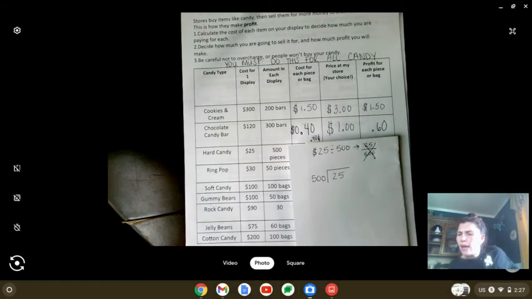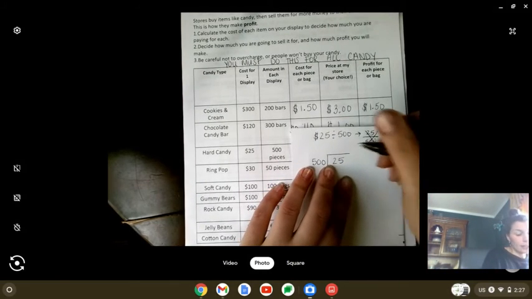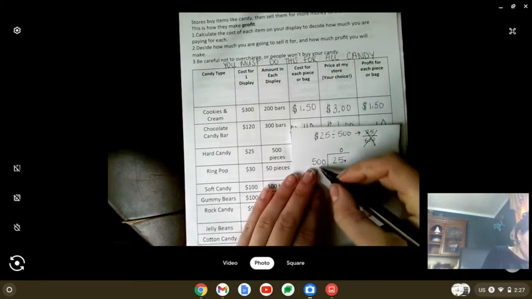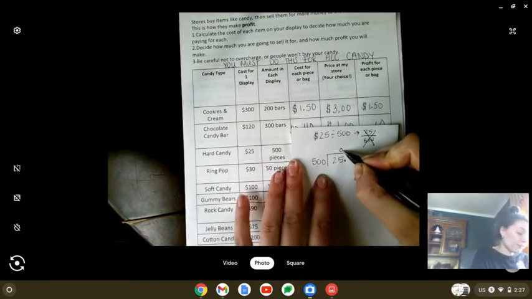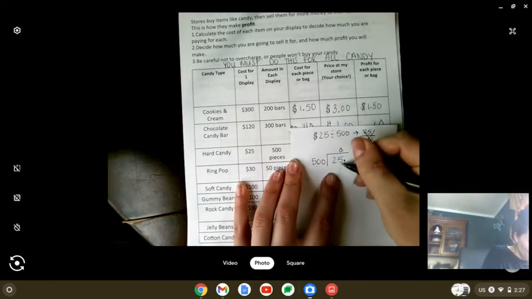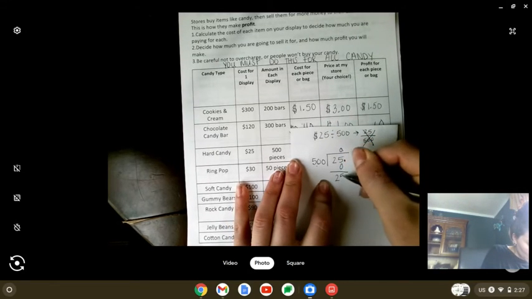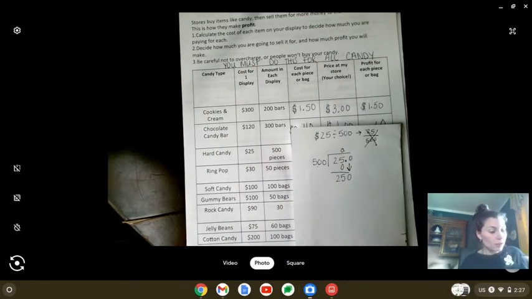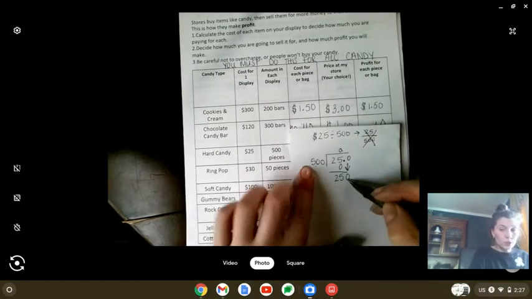So my 500 goes on the outside, my 25 goes on the inside. 500 can't go into 25, so I add a 0. Add a decimal point. 500 times 0 is 0. Bring down my 25. Add a decimal point, 0. Bring it down. 500 still can't go into 250.